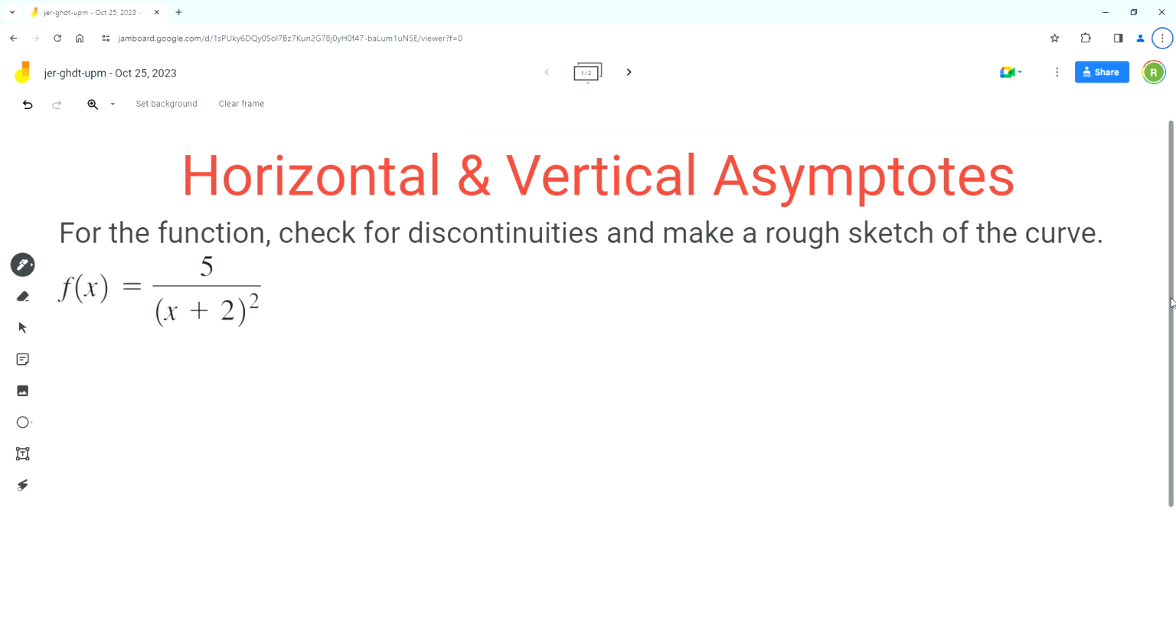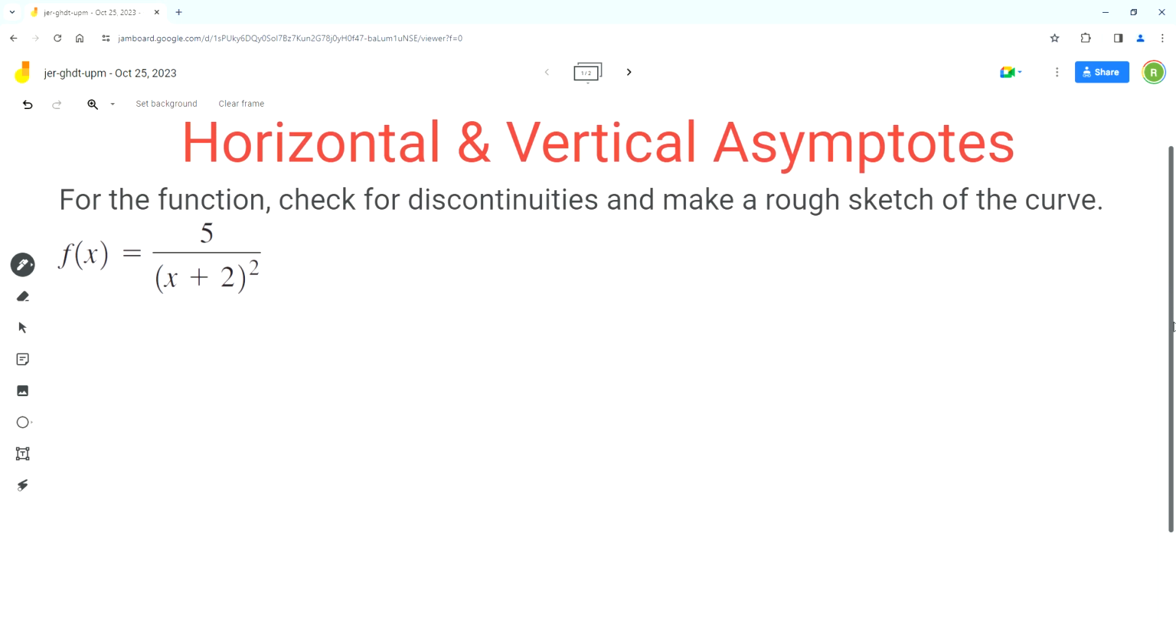So in this video, we'll solve this problem using the concept of derivatives. As per the problem, for the function, check for discontinuities and make a rough sketch of the curve. Now the given function is a rational function. A rational function can have a discontinuity in the form of a hole or vertical asymptote.